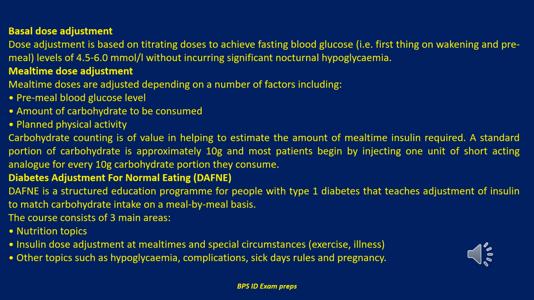Planned physical activity. Carbohydrate counting is of value in helping to estimate the amount of mealtime insulin required. A standard portion of carbohydrate is approximately 10 grams, and most patients begin by injecting 1 unit of short-acting analog for every 10 grams carbohydrate portion they consume.